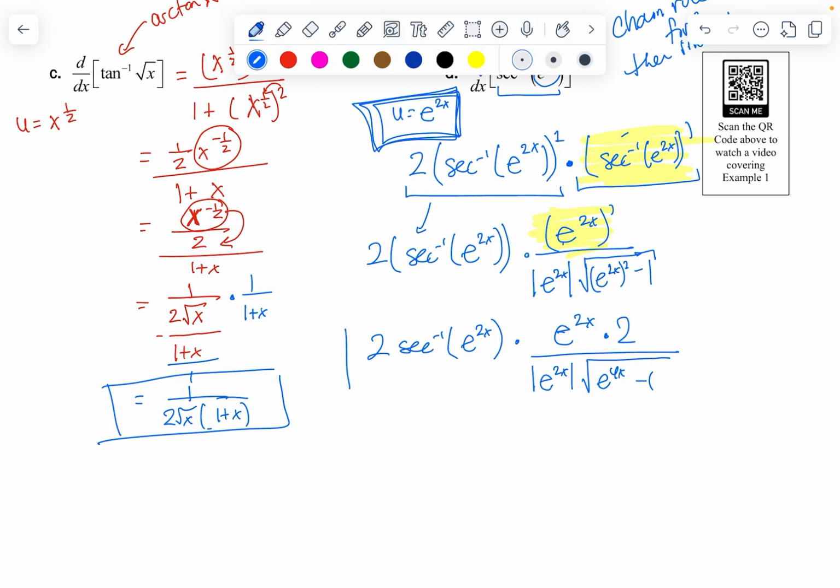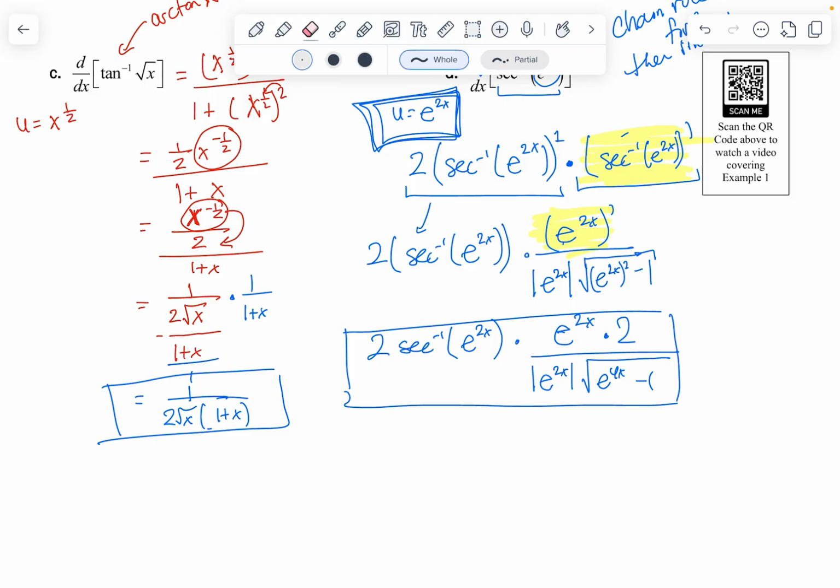Don't go any further. But one thing we have to notice when it comes to absolute values is, is this absolute value necessary when you have e to the 2x? If you were to plug in a negative number into e to the 2x, will this ever be negative? Will this whole entire thing ever be negative? And the answer is no.